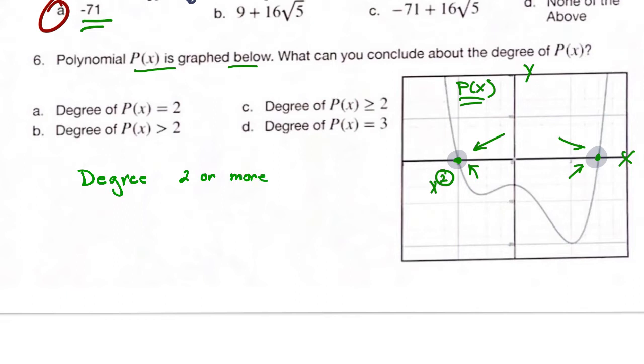Okay? And how do we write 2 or more in math? Well, we're going to choose this one right here. The degree of p is greater than or equal to. The equal to is the 2, and the greater than is the more part. And that's page 1.